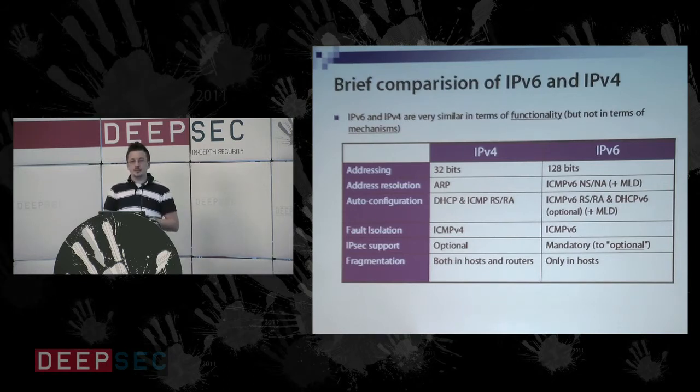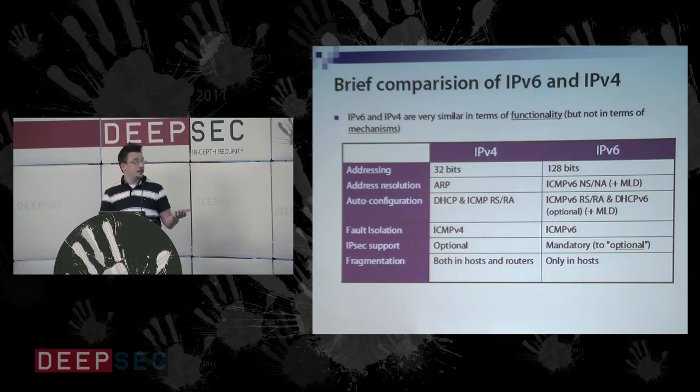In v6, we have two different auto configuration mechanisms. One is based on ICMP messages, whereas the other one is DHCP version 6, which is analogous to DHCP version 4. For fault isolation, that is reporting network errors, we have in IPv4 ICMP version 4, and a similar thing in IPv6. Actually, fault isolation is probably one of the aspects in which these two protocols are most similar to each other.